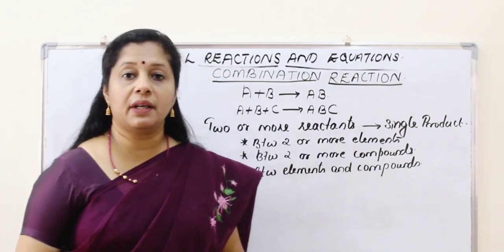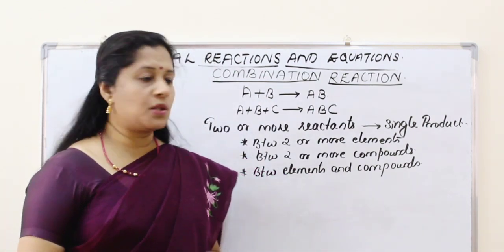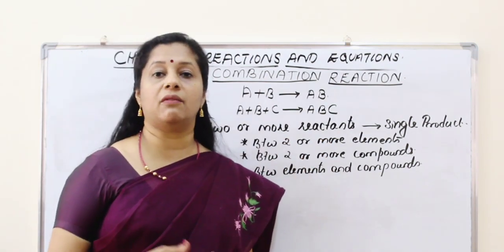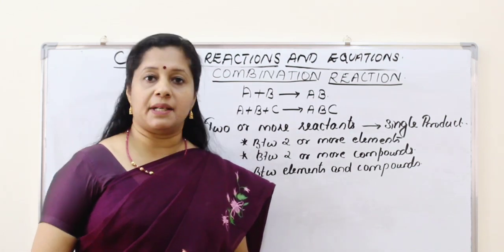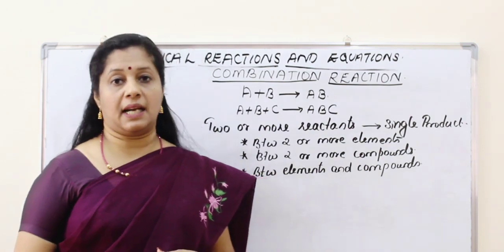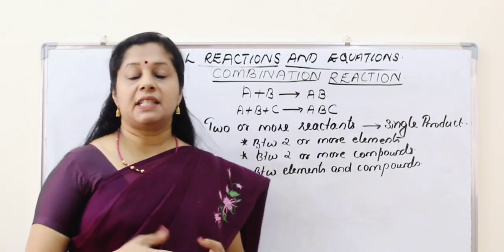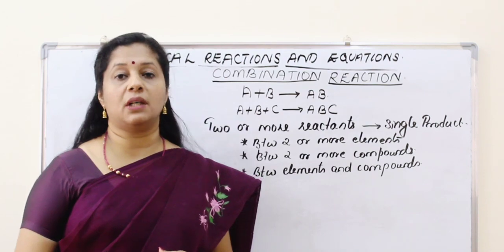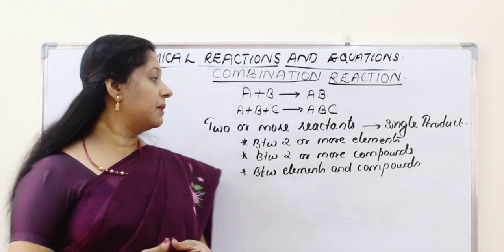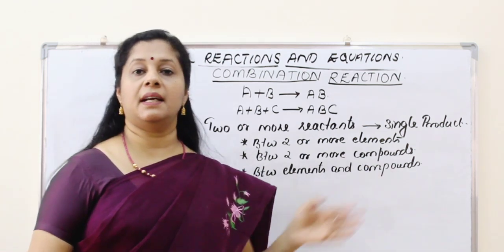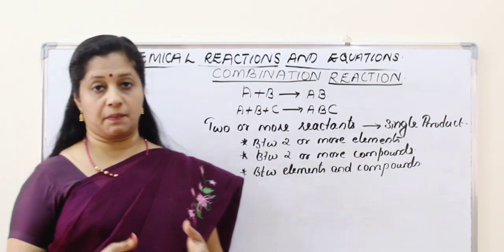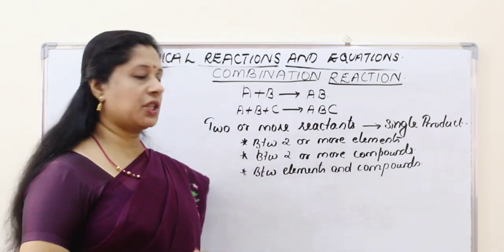Now, what can combine during a combination reaction? The reactants may be 2 or more elements. In some reactions, like carbon and oxygen combine to form carbon dioxide, both are elements. So it can be between 2 elements, or between 2 or more compounds also. For example, we will study one example, calcium oxide combines with water to form calcium hydroxide. There, compounds are combining to form the product. Sometimes it can be between elements and compounds. So there can be different types of combinations of these substances in combination reactions.